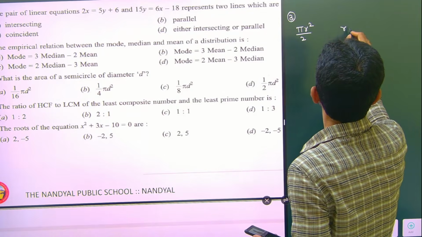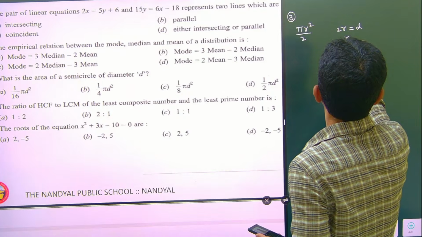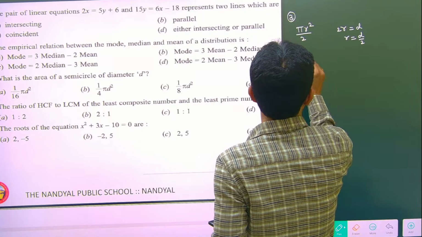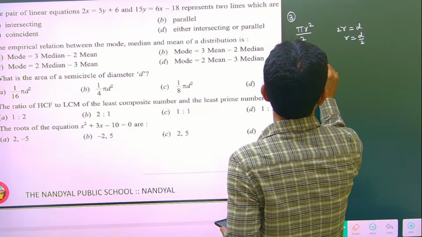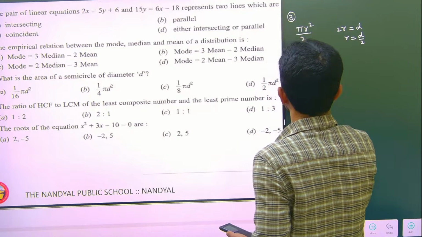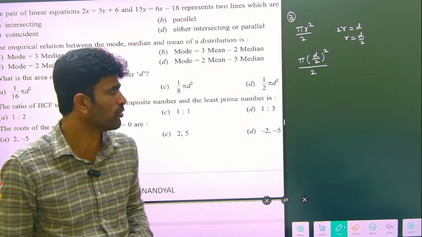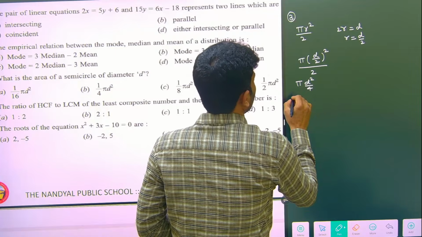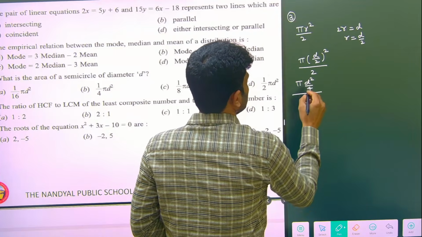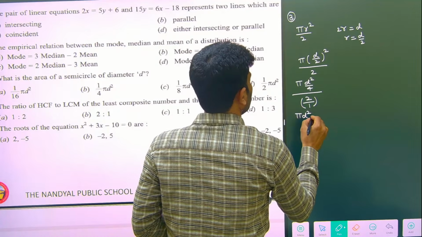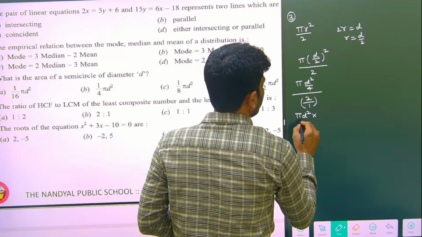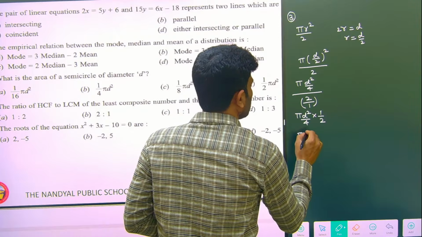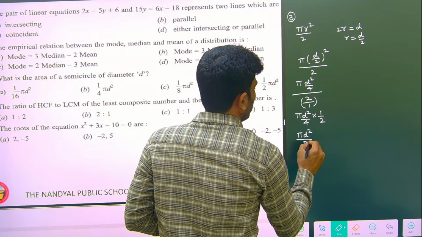But what is r? 2r is equal to d, so r is equal to d by 2. So in the place of r, what should we write? d by 2 we have to substitute. So it becomes pi into d by 2 whole square by 2. That becomes pi into d square by 4 by 2. 2 means 2 by 1. So this becomes pi into d square by 4 into 1 by 2. So that becomes pi d square by 8.